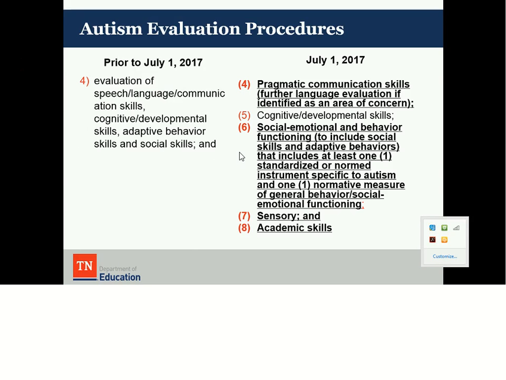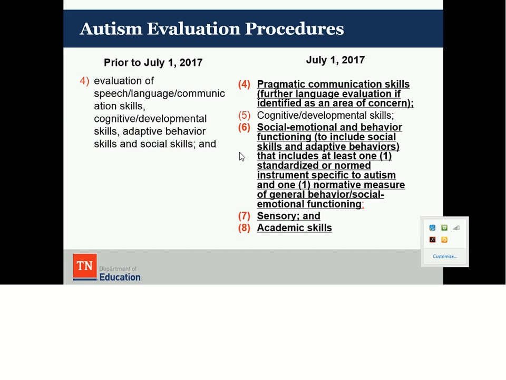The prior evaluation standards had included all of the aspects of the direct assessments together, but those are broken out in the new standards. So the first thing that needs to be addressed is pragmatic communication skills. That is a minimum that needs to be done as far as communication for autism. If, based on a referral concern, there are more language concerns associated with expressive, receptive, or combined language, then that would be assessed further. So it really depends on the referral concern for that student, but pragmatic communication is the minimum that needs to be completed.